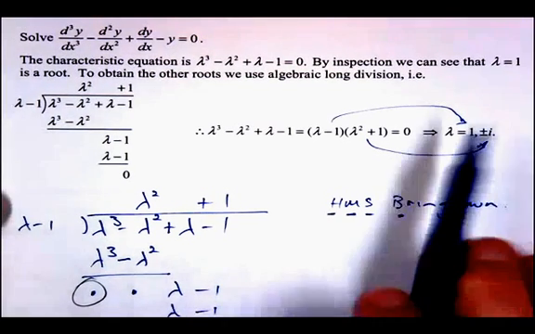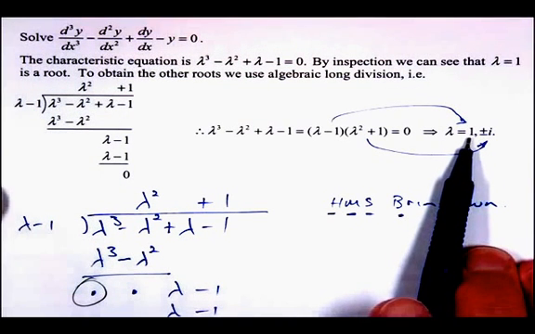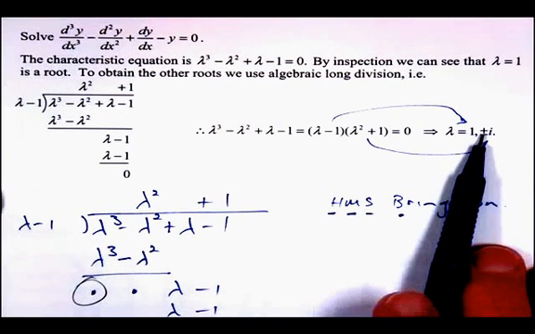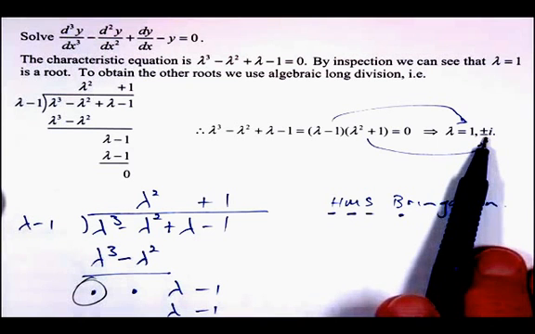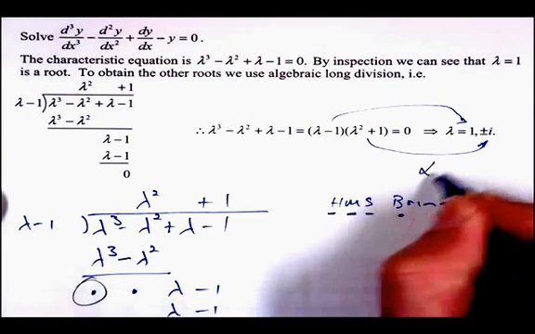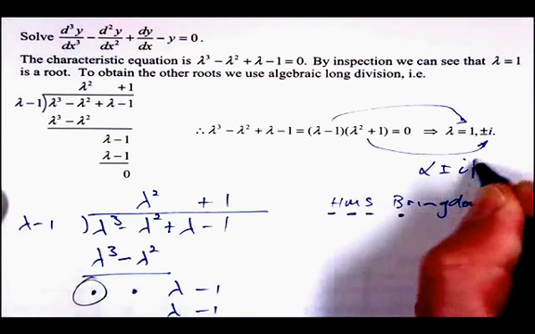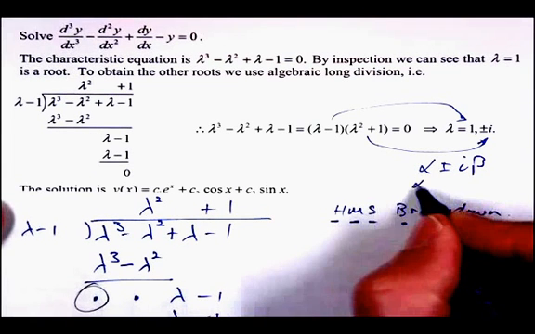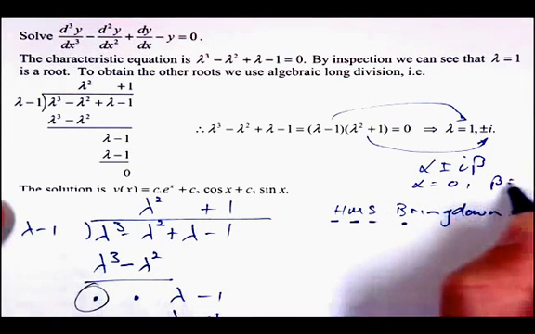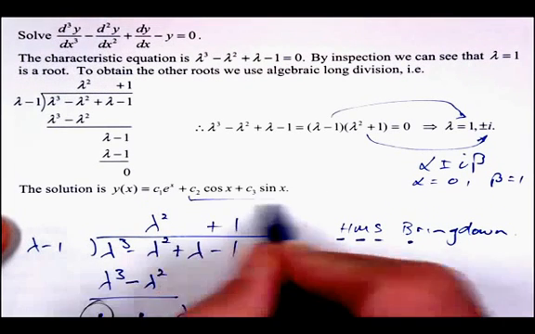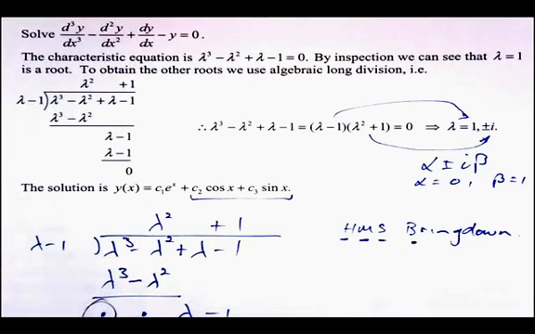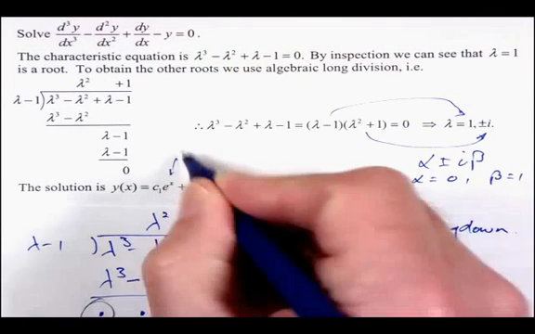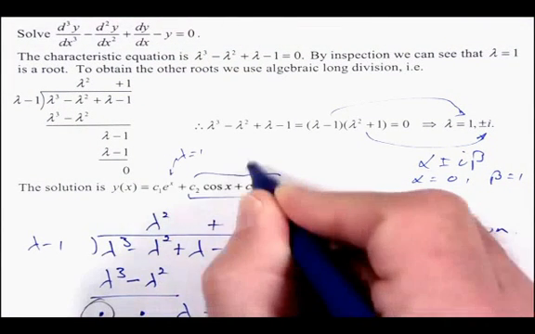So the 1 will give us an exponential term. But the plus or minus i, we would write as alpha plus or minus i beta, with alpha equal to 0, beta equals 1, and that would give me those two trigonometric terms. So there's the lambda equals 1, and the combination of those is the lambda equals plus or minus i.